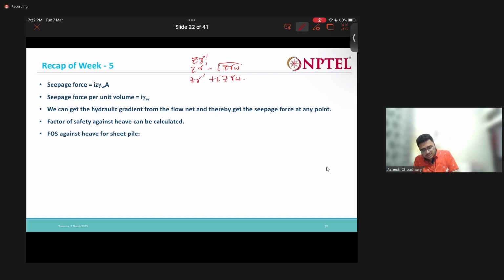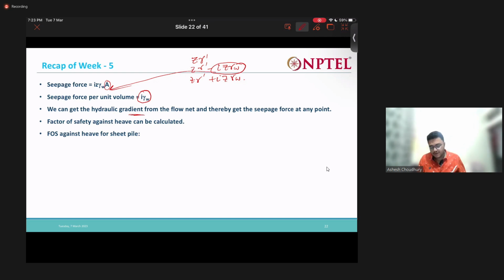So this term is actually the seepage pressure, and if you multiply it with the cross-sectional area, you get the seepage force. Seepage force per unit volume is given by i into gamma w, where i is my hydraulic gradient. We can get the hydraulic gradient from the flow net at any point, and if you multiply the hydraulic gradient with gamma w, you can get the seepage force.